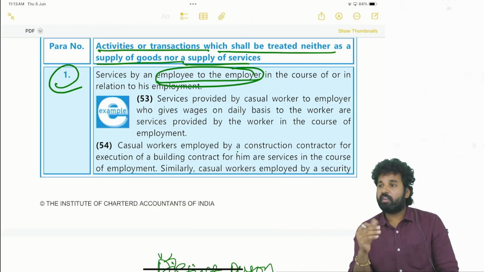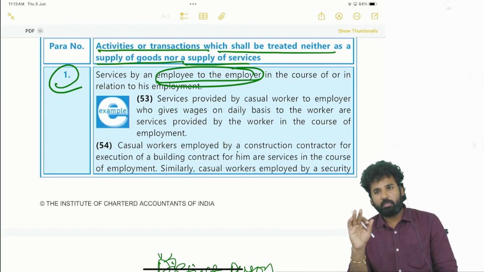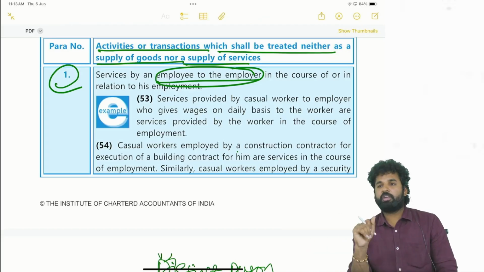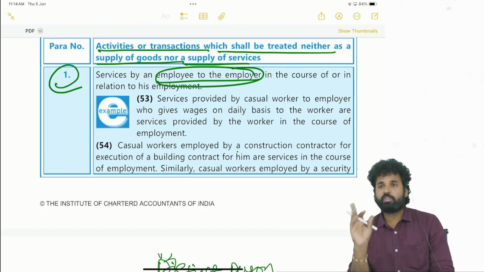Got it? So whenever it is a case of gift, up to 50,000 rupees, it is not a supply. More than 50,000 rupees, then it will come under supply. Gift means no consideration. So on that amount, he has to pay GST.